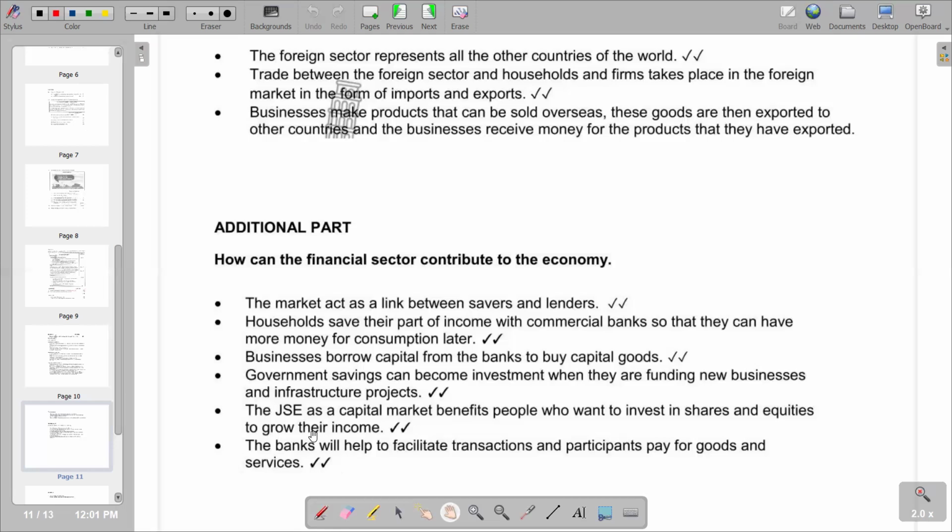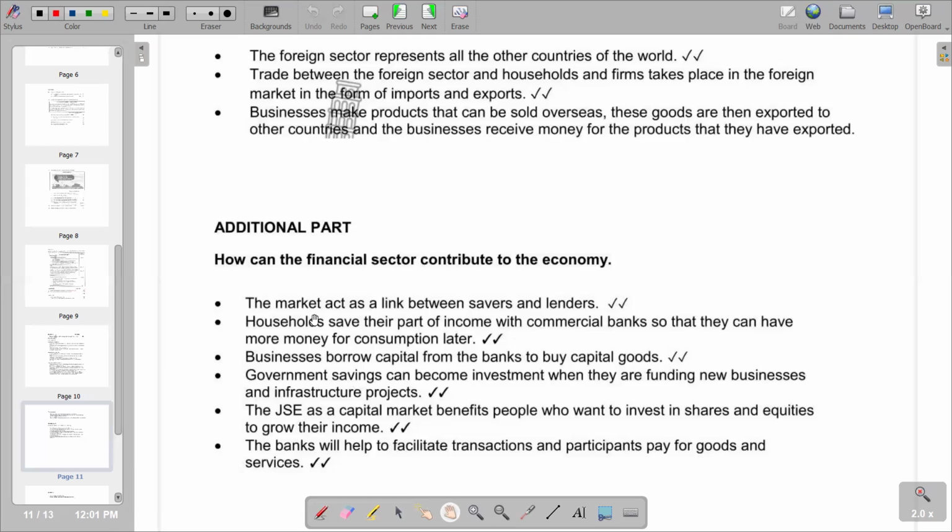We have got the Johannesburg Stock Exchange, and obviously that's where we have the buying and selling of shares taking place. So it's a market for shares, and we see that it becomes also one of the components of the financial sector. Then lastly, we've got the banks who help to facilitate transactions and participants for goods and services. Banks, as we tried to explain on the first part, act as a link between savers and lenders. So this becomes our additional part. It becomes the end of the information that we have according to this video.